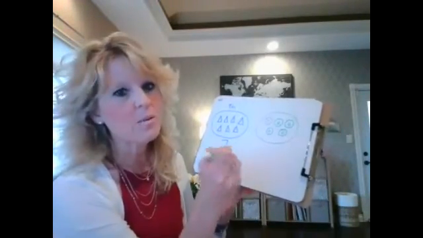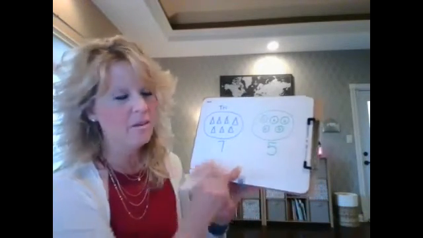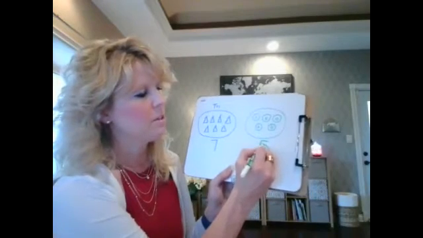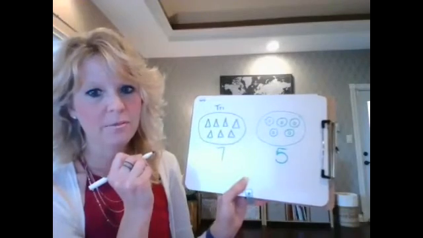So we're going to represent this with a numeral. And here is how you make a 5. Start up here at the top, go down, circle around. And there is the number 5.